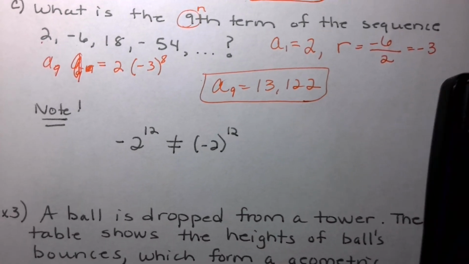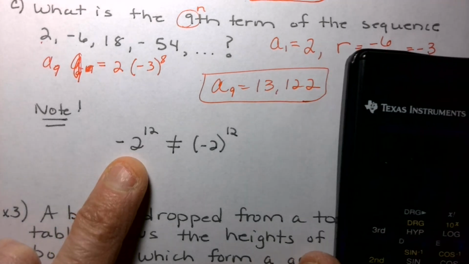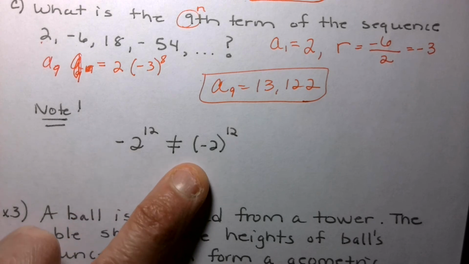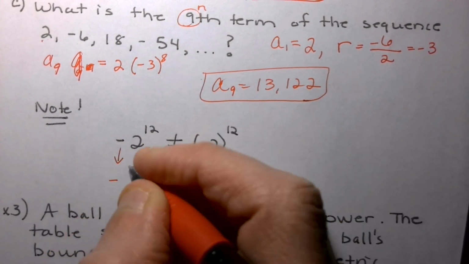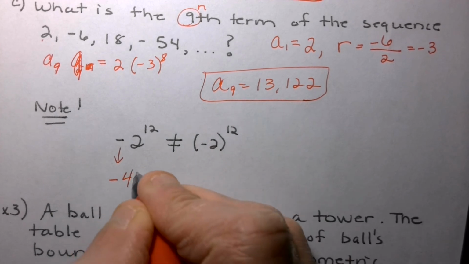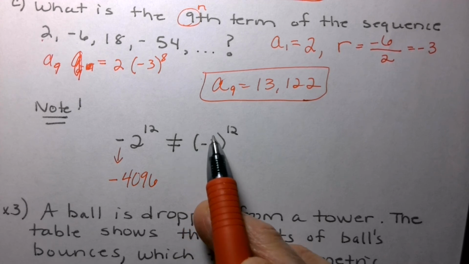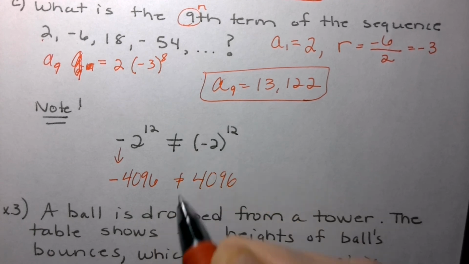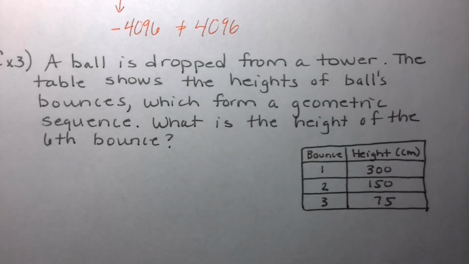Okay, the parentheses are important because a negative 2 to the 12th is not the same as that. Because without the parenthesis, this negative would stay in the front. And what is 2 to the 12th? 4,096. And when the negative's inside, that means you're multiplying negative 2 times negative 2 times negative 2. And since it's an even number up here, you're going to get a positive. Okay, so those are not equal. So you just need to make sure you're aware of that and be careful and make sure you put your parentheses around your things. All right, so let's wrap this up with our last problem.